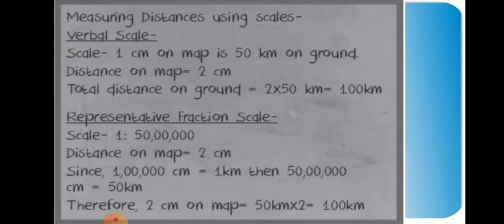Then in representative fraction scale, the scale is given 1 is to 50 lakh. And the distance on map from one point to another point is 2 centimeter. Since 1 lakh centimeter is equal to 1 kilometer, then 50 lakh centimeter is equal to 50 kilometer. Therefore, 2 centimeter on map, so what you have to do? 50 kilometer into 2 is equal to 100 kilometer. I hope you understood how to measure distances using scales.